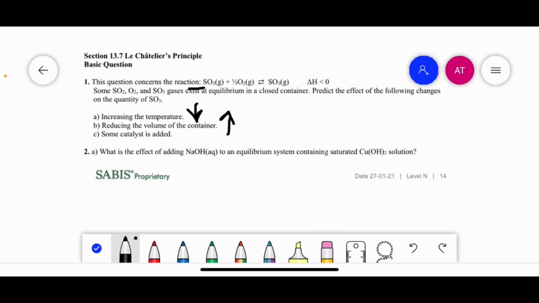Adding a catalyst does not change the reaction itself. It has no effect on the reaction except by providing a path of lower activation energy. A catalyst won't affect the amount of SO3.